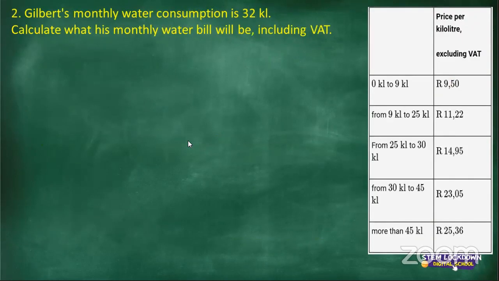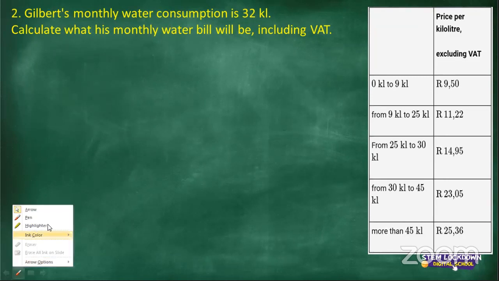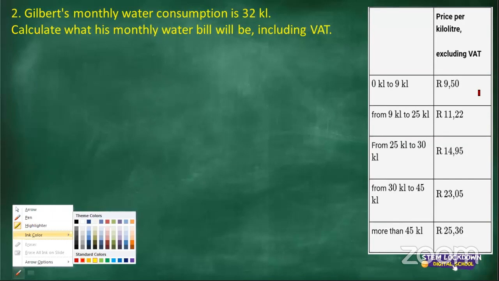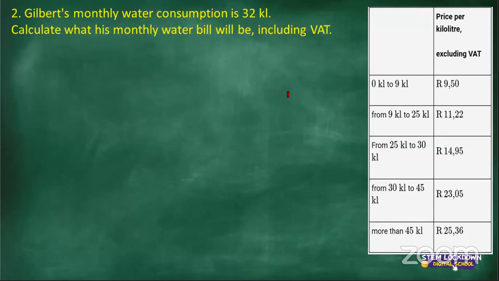The second question is still based on that same tariff. Gilbert's monthly water consumption is 32 kiloliters. Calculate what his monthly bill will be, including VAT. So with Gilbert this time, he is using 32 kiloliters of water, and we now need to work out exactly how much in total he spent in costs.